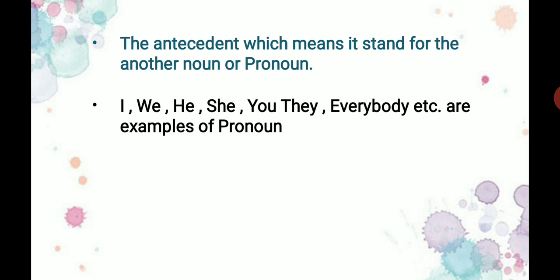And you already learnt about the pronouns in your previous standard, right? Which are they? I, we, he, she, you, they, everybody, etc. are the examples of pronouns. You already learnt this in your previous standard, right? So let's revise with the examples.